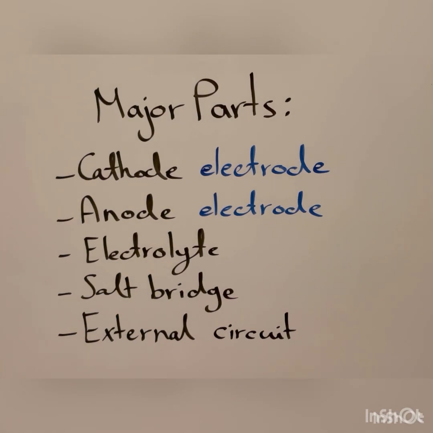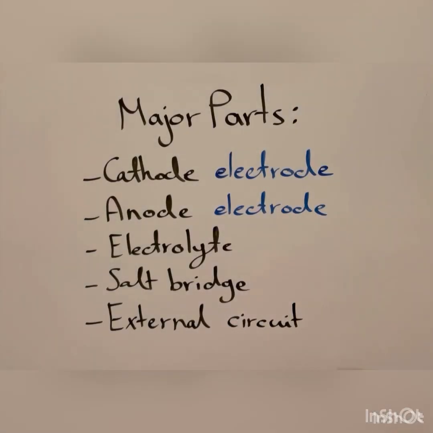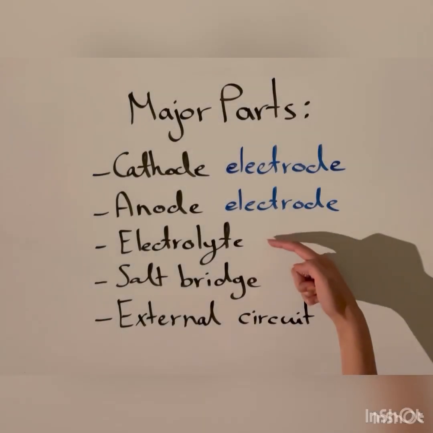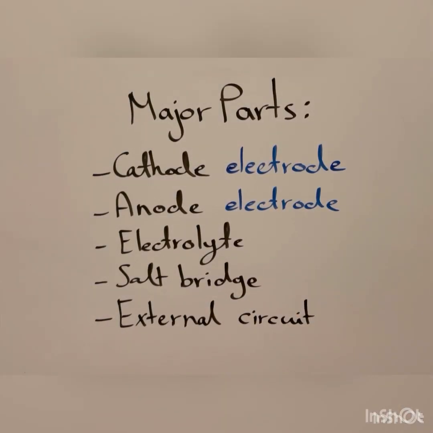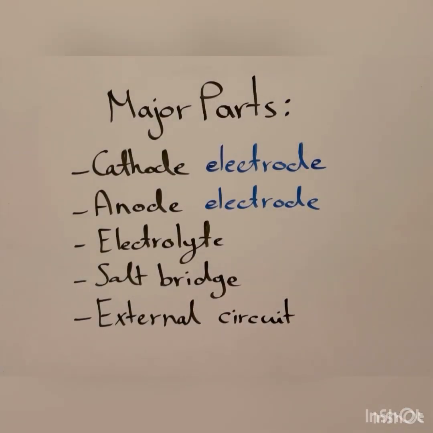So let's move to the major parts of any simple or basic galvanic cell. Cathode electrode, which is a metal where the reduction reaction occurs. Anode electrode, which is also a metal where the oxidation reaction occurs. Electrolyte, which is an aqueous or molten substance that conducts electricity. Salt bridge, which is used to complete the inner circuit and to maintain the electrical neutrality of the electrolytic solutions of the half cells. External circuit, which allows the electrons to move.